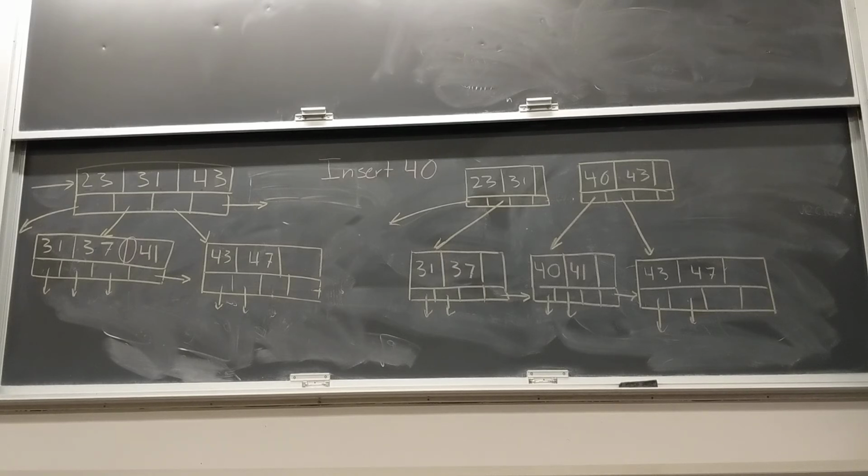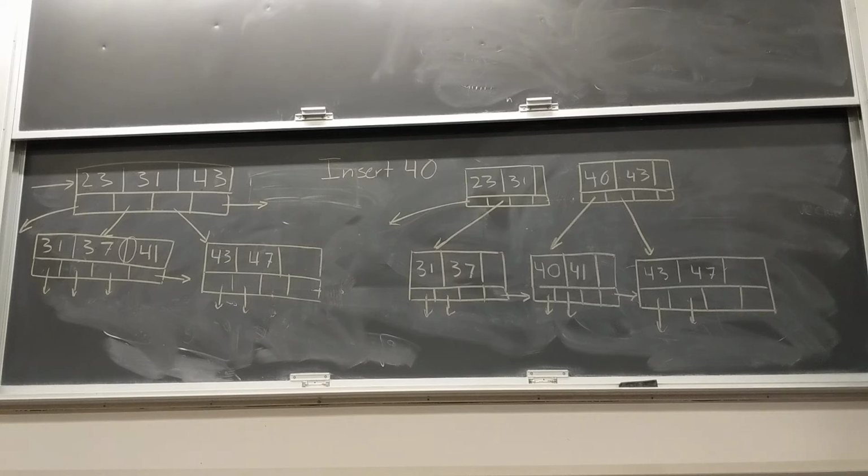Yeah? In some places, like in the book and PDFs, it talks about how the leaves should be between half full and totally full. Does that matter? Like if we wanted to insert 36 into the one on the right, would we have to split once it gets full, or can we just shift 37 and stick in 36? You could. Is there anything wrong?